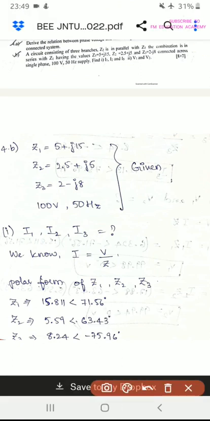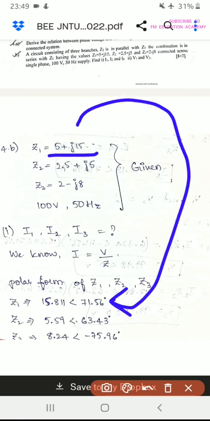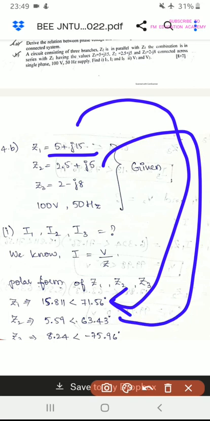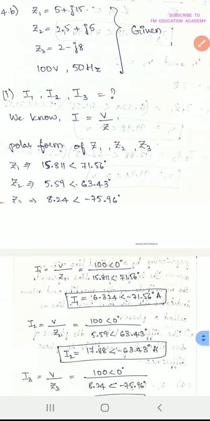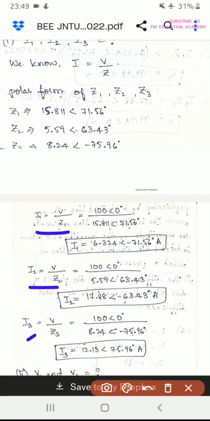So first find out I1. First, this is known as rectangular form. You have to convert rectangular form to polar form. This also you have to convert from rectangular form to polar form. How to convert that? With the help of a calculator, you have options to convert rectangular to polar. So after getting Z1, Z2, Z3, find out I1, I2, I3.